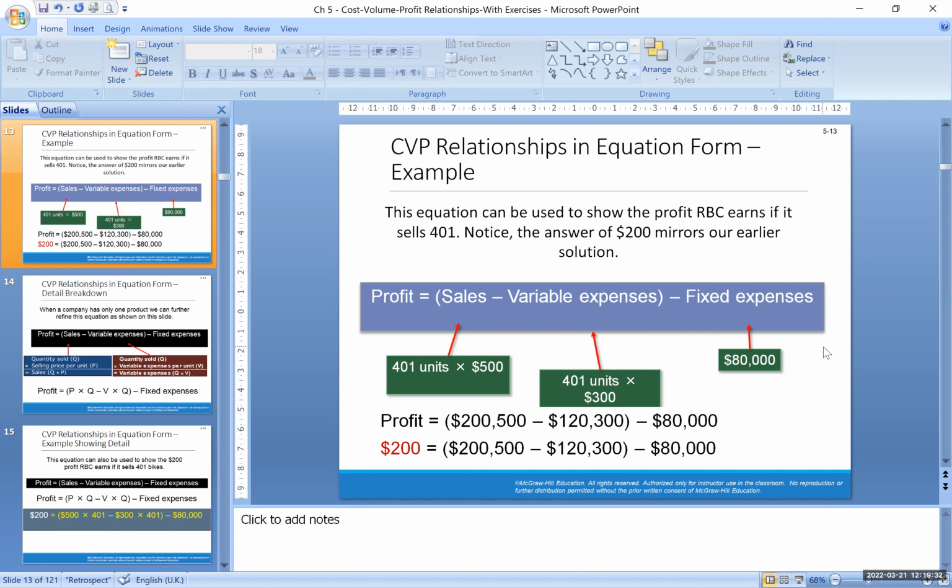So the profit will equal 200,500, which is 401 multiplied by 500, minus 120,300, which is 401 multiplied by 300, all minus the 80,000, and the profit is 200.